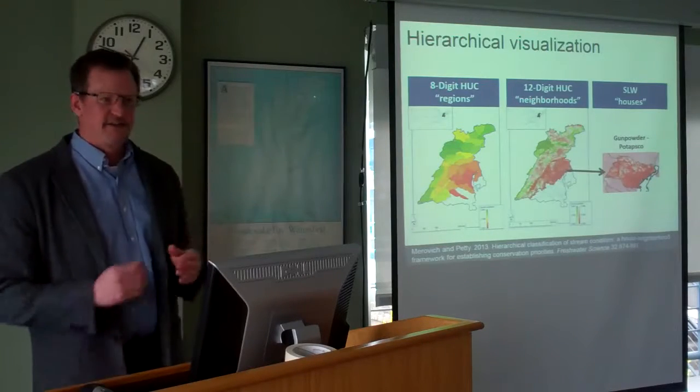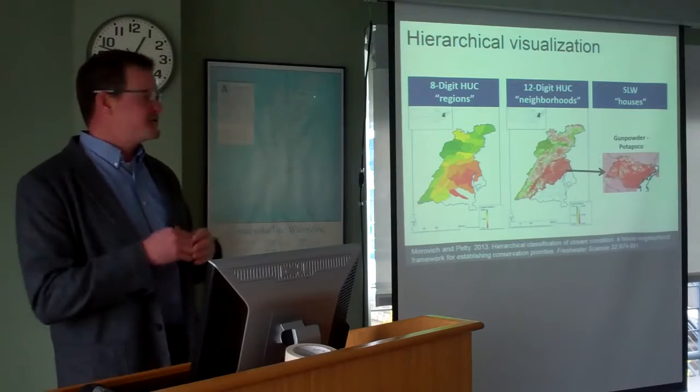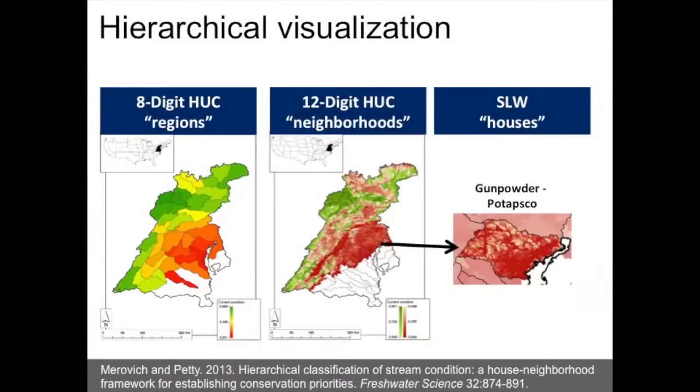Hierarchical visualization is a key part of this. How do we visualize conditions, and can we visualize conditions at different scales? Here I'm showing the Gunpowder Patapsco subwatershed, and on my far left, your far right there, that's mapping at the stream segment scale. Those are current conditions, and then we can see how that fits in the 12-digit HUC space as well as the 8-digit HUC space.